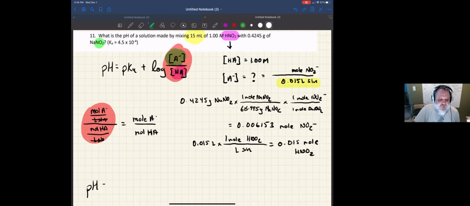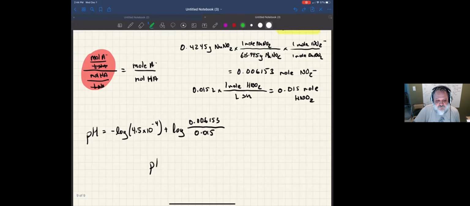So now I can put it together. The pH equals the negative log of the Ka, 4.5 times 10 to the negative fourth, plus the log of the ratio. And so now the moles of A minus are 0.006153 from before, divided by the 0.015.